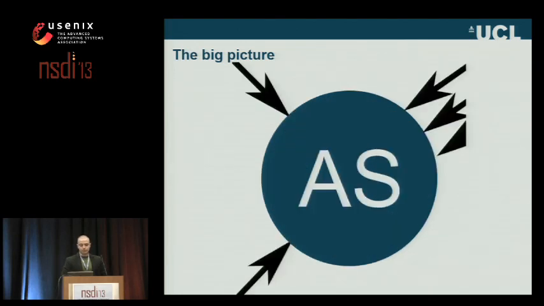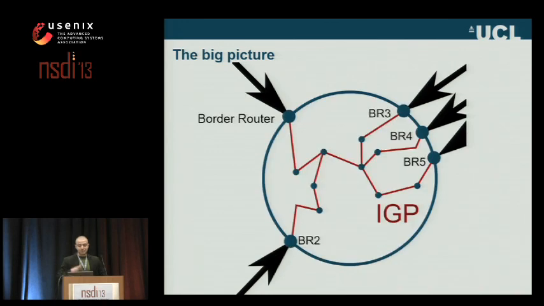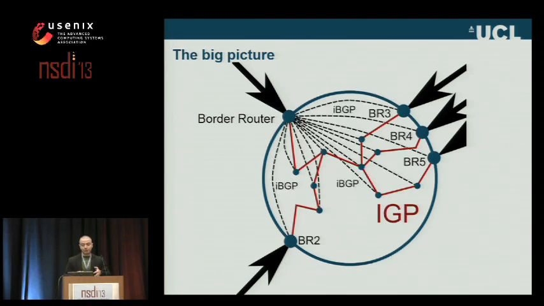Zooming in on a single autonomous system, there is internal connectivity within the autonomous system, which is maintained by an interior gateway protocol, or IGP, like OSPF or IS-IS. There are border routers, which is where this autonomous system connects to the rest of the world. When an external route is received via eBGP at the border router, it may need to be distributed internally so that people within the autonomous system or other border routers know about it. This is the job of iBGP.